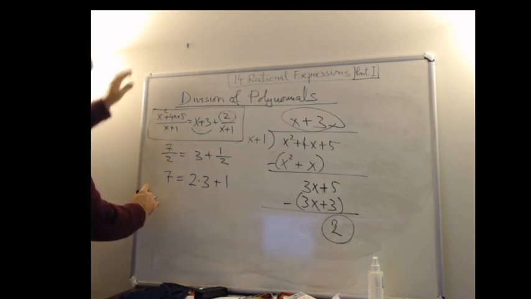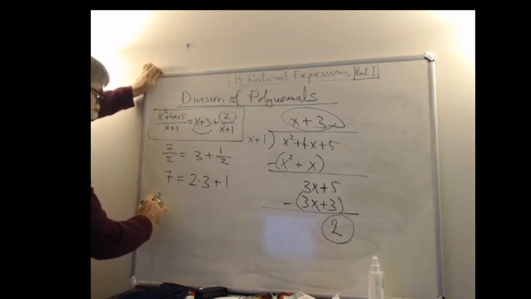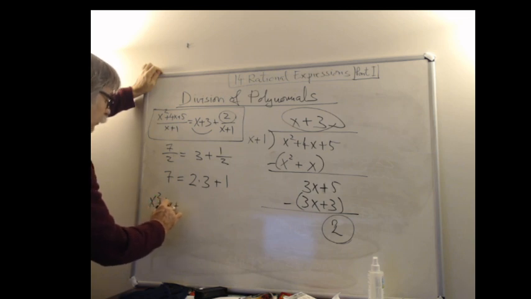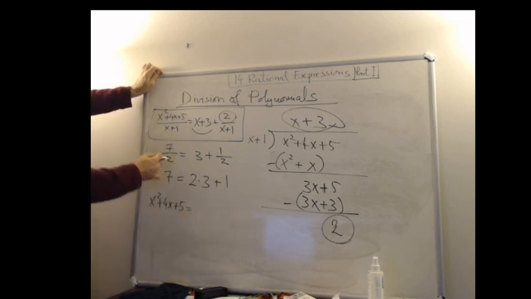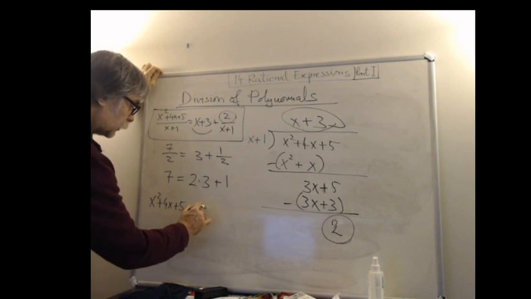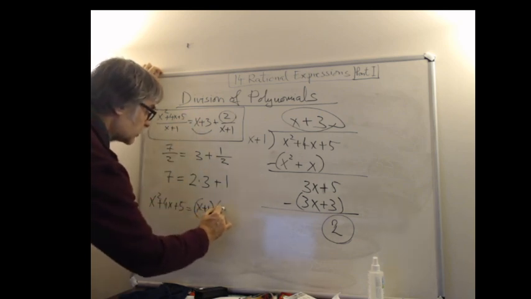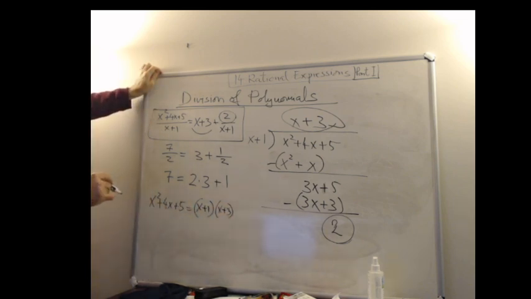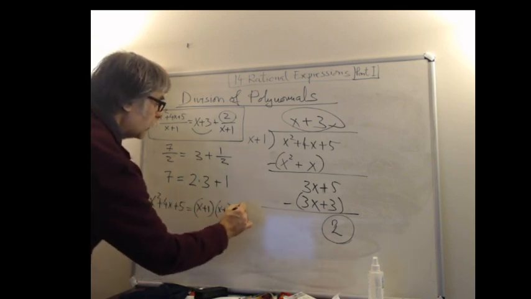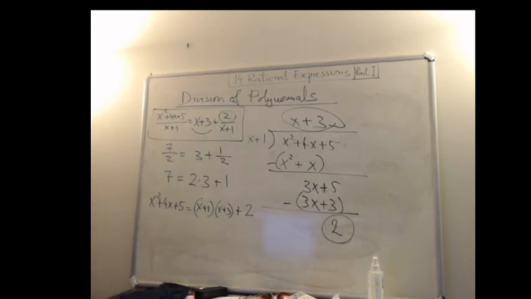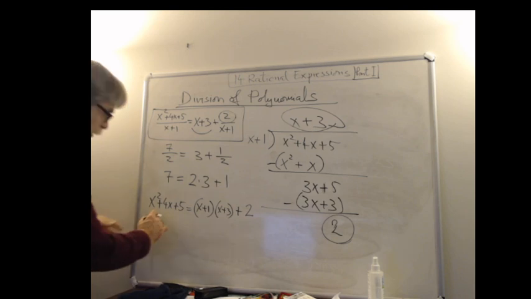So this is analogous to this division format, multiplication format. Let's write it down there. x squared plus 4x plus 5 is equal to divisor x plus 1 multiplied with quotient x plus 3, with remainder added to it. Okay? So again, this is the dividend.